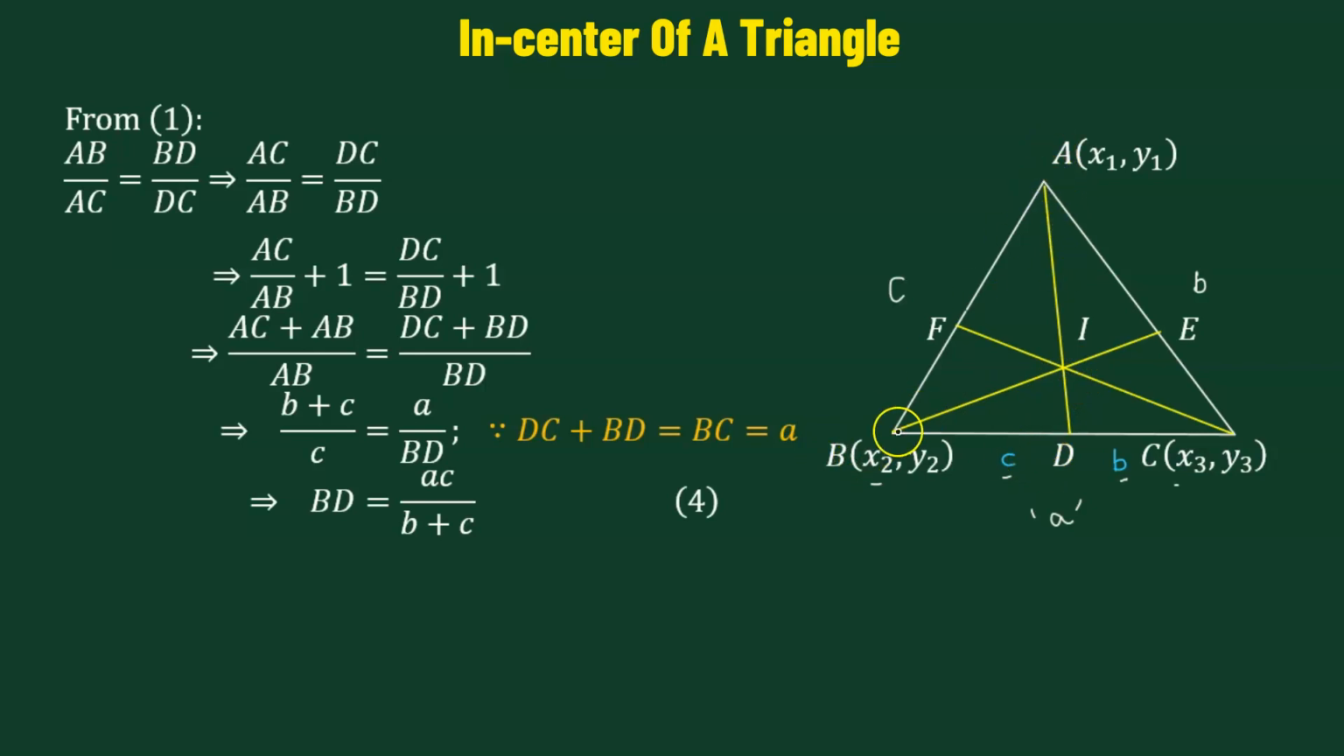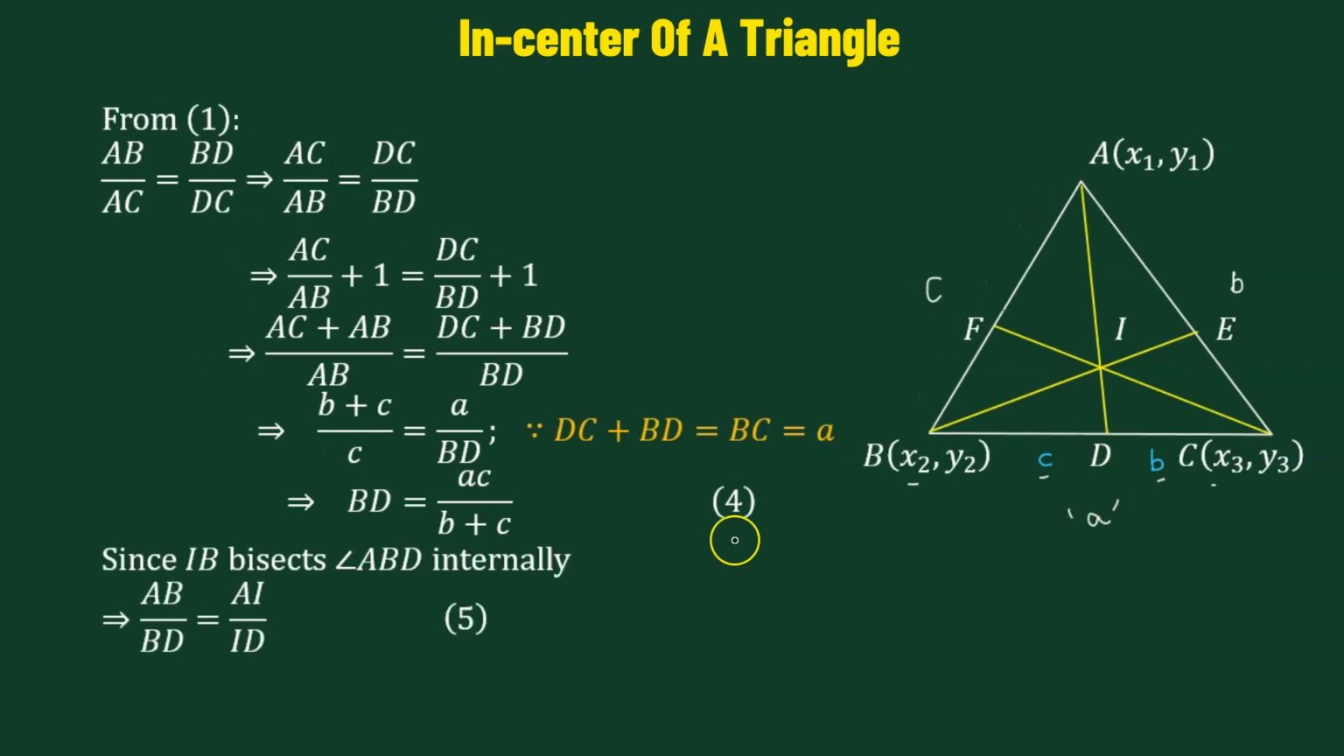So BI bisects angle ABD. Since it is bisecting angle ABD, we get a new ratio, which is AB over AD, and that ratio is equal to AI over ID. Now we can replace the value of AB with c, and replace the value of BD, which we have already obtained, AC over b plus c, and that's going to give us the ratio of AI to ID.